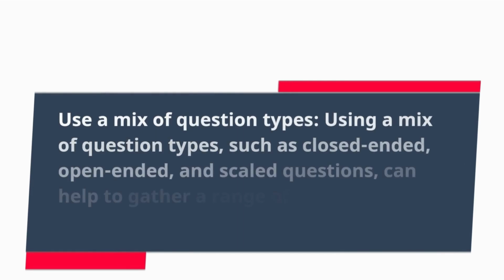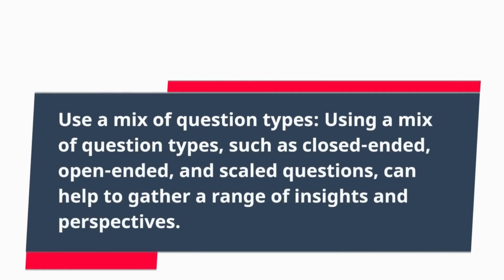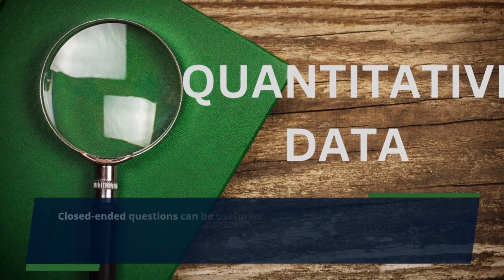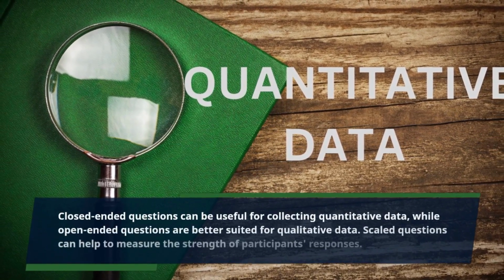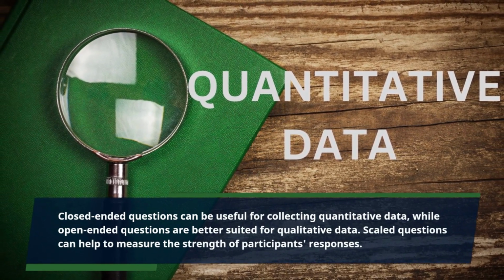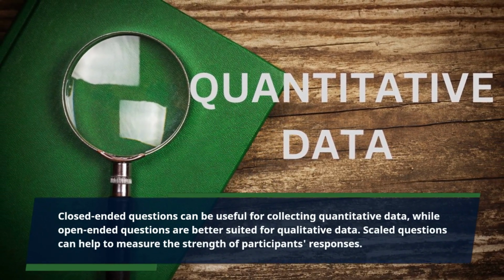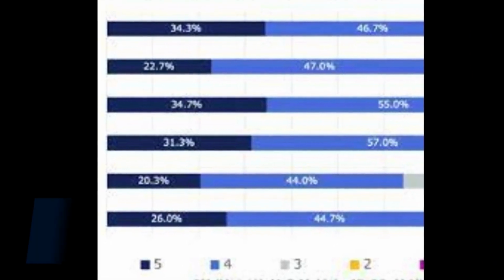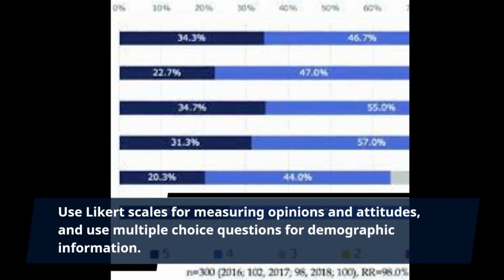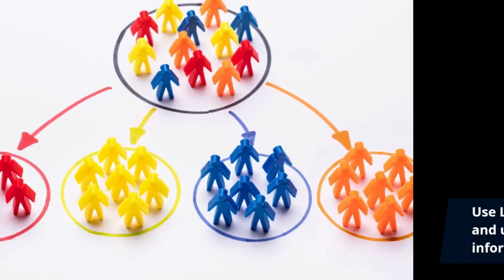Use a mix of question types. Using a mix of question types, such as closed-ended, open-ended, and scaled questions, can help to gather a range of insights and perspectives. Closed-ended questions can be useful for collecting quantitative data, while open-ended questions are better suited for qualitative data. Scaled questions can help to measure the strength of participants' responses. Use Likert scales for measuring opinions and attitudes, and use multiple-choice questions for demographic information.